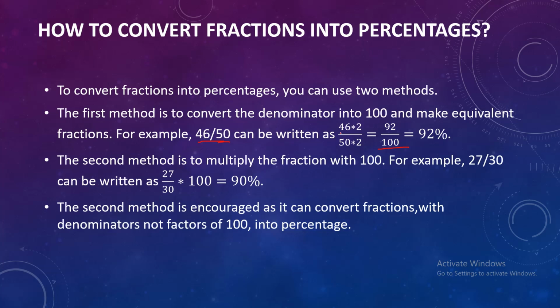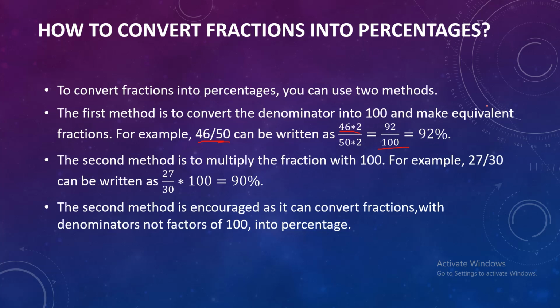And then to make equivalent fractions, we know how to make equivalent fractions. We multiply the denominator and numerator with the same number. So we will multiply 46 with the same number. So 46 into 2 is 92. This is 92 over 100.